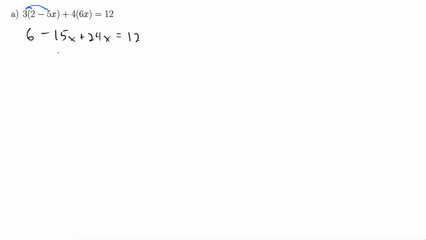All right, combine like terms. There we have negative 15x and 24x. So negative 15x plus 24x comes to 9x. So 6 plus 9x equals 12. We want to get the x alone on one side, everything else to the other side. So I'm going to subtract 6 from both sides. 9x equals 6.